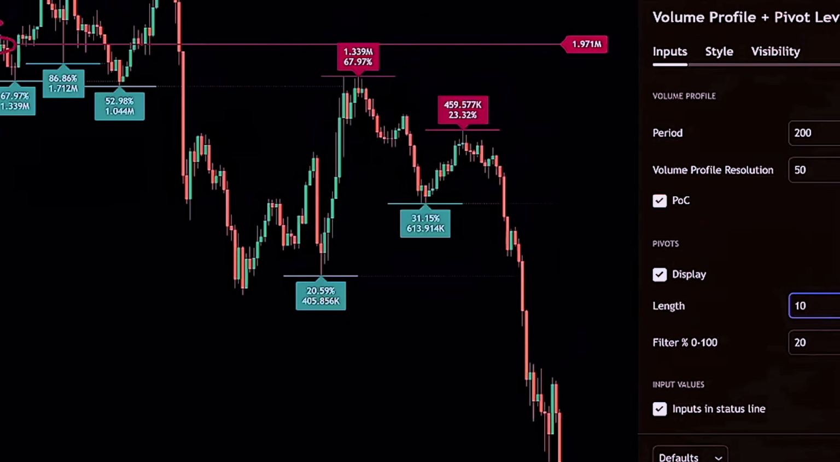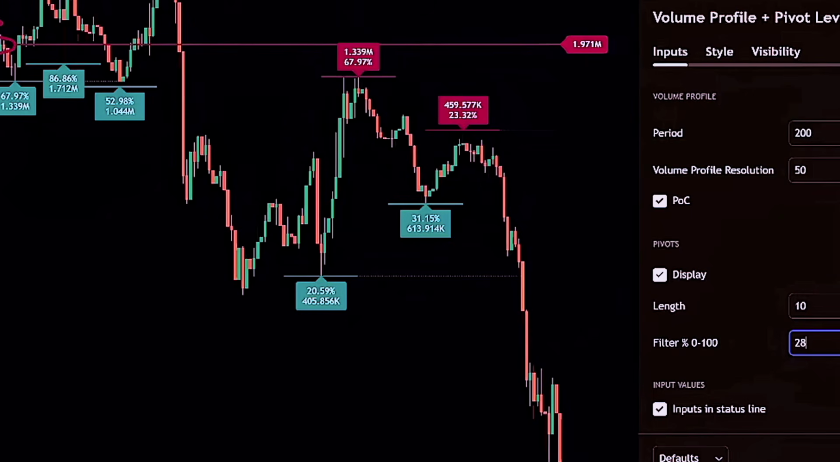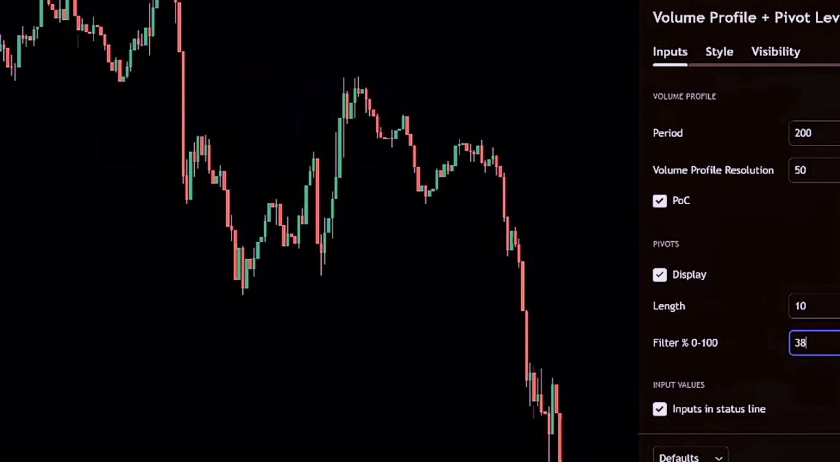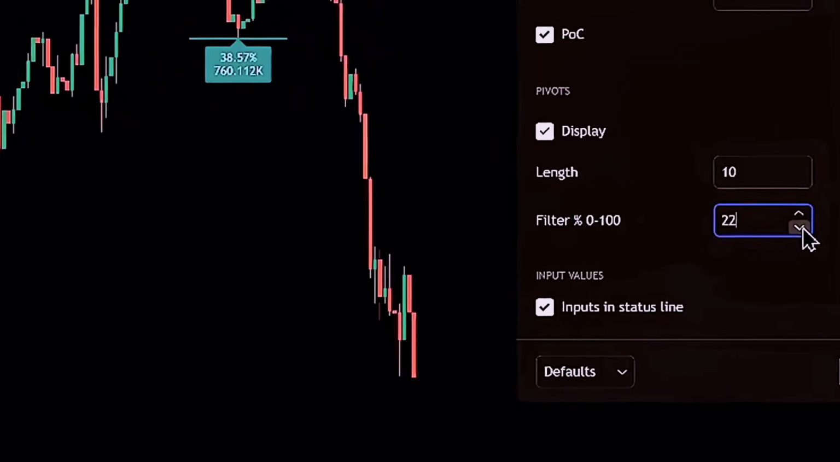The length setting adjusts how strict the pivot detection is. Higher for fewer, stronger swings, lower for more. The filter percent decides the volume threshold for pivots. Say 20% of POC volume to show up. Crank it up to focus on high action levels, or lower it for more signals on shorter time frames. Hit OK when you're done.